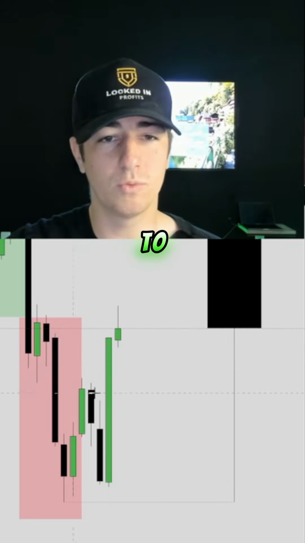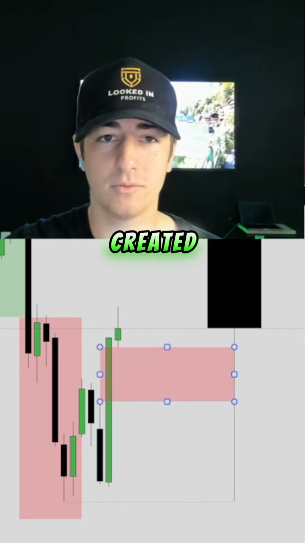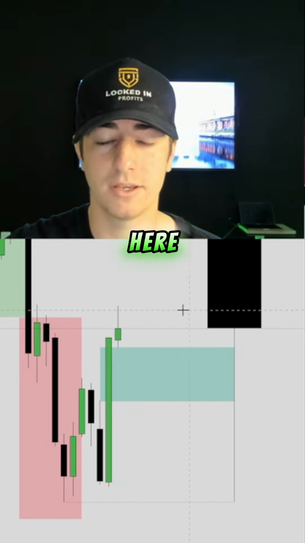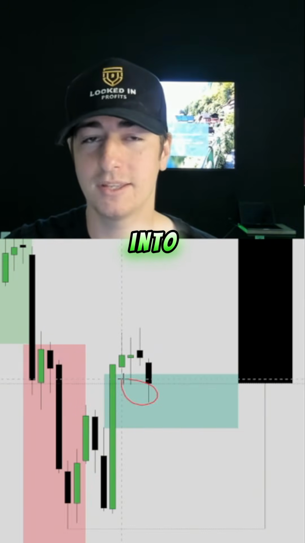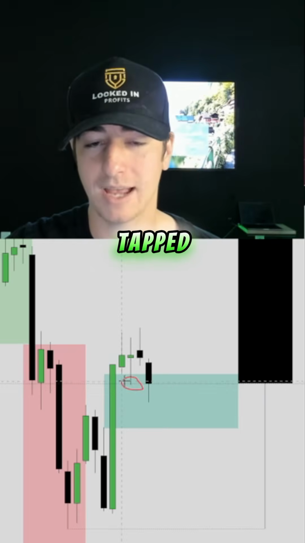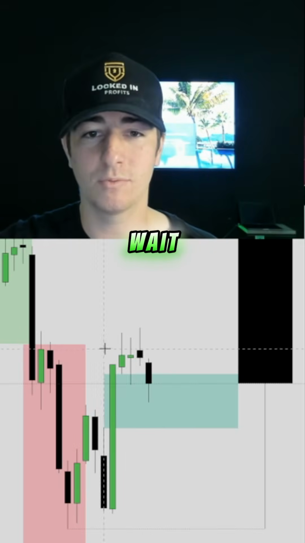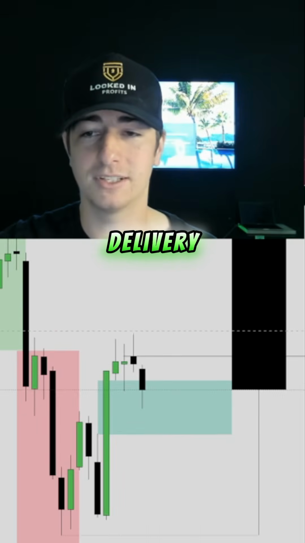You now need to wait for a 1 to 5 minute bullish fair value gap to be created, which we can see we have one right here. You then wait for price to tap into that fair value gap, but you don't set a limit order. As you can see, if you set a limit right when it tapped in, you would have gotten stopped out immediately.